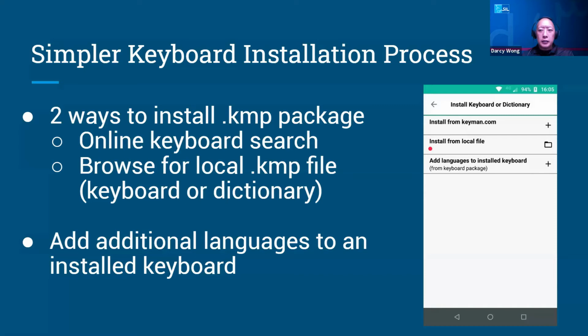This second link is how you would install a KMP file that you've locally downloaded to your device. That can be either through the website you downloaded to your device, or you're sharing a KMP file and distributing it among your peers and saving it to your SD card. And the third menu option here is adding languages to an installed keyboard package. So this is the option for after you've already installed a keyboard package, but you want to associate additional languages to use with that keyboard.